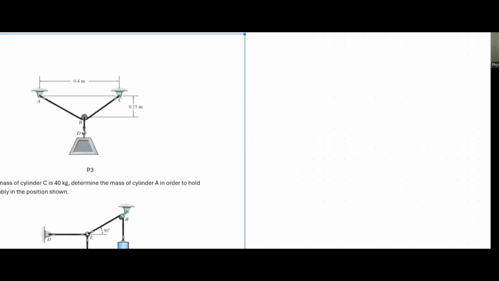So we are going to calculate the free body diagram. We are going to draw the free body diagram first. Sorry about that.